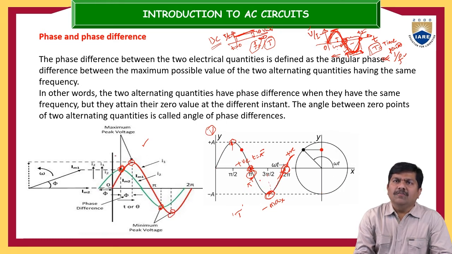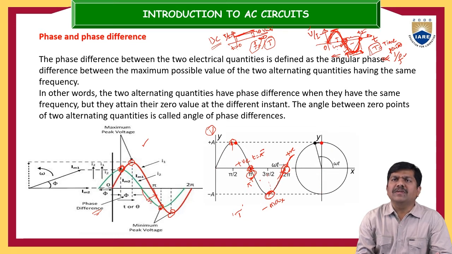Now, what is the difference between two positive peaks? If you are superimposing two waveforms on a single graph and want to determine the phase difference between them, you compare the adjacent difference between two positive peaks or two negative peaks. That difference is called the phase angle difference, or simply the phase difference.